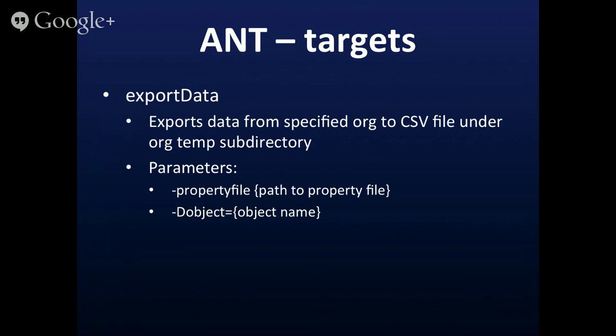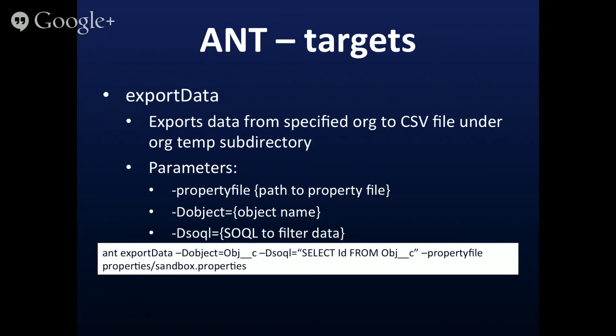We then pass the name of the object using this -D notation, because those end up being Java runtime properties that we pass in. So we specify our object name there, like account or contact, and then we can specify a SOQL query. We could set that SOQL query up to select all the items, or only a subset of items. So if we want to filter data as we're exporting it, we can do it through that.